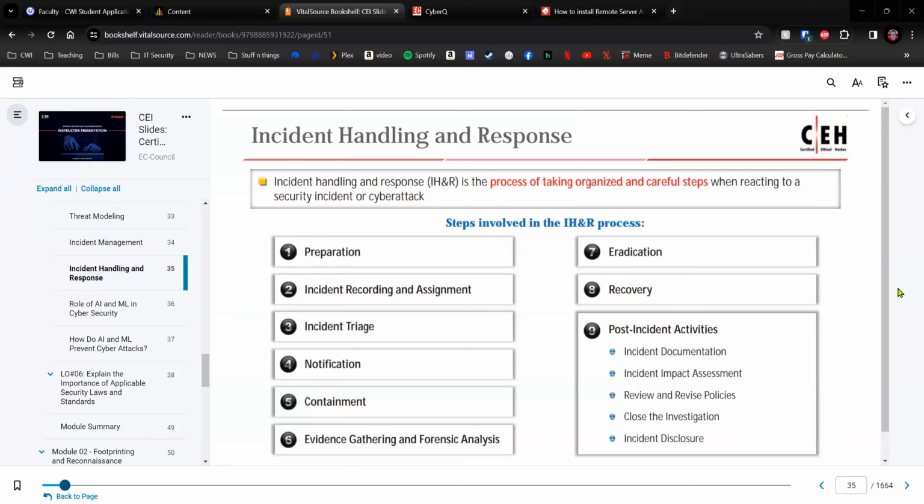Now, I like to think of this one as a bit like the other ones, cyclic, with your post-incident activities feeding into your next prep, because you use the insights from your post-incident activities to refine for your next incident, or at least a good incident handling team should do that.